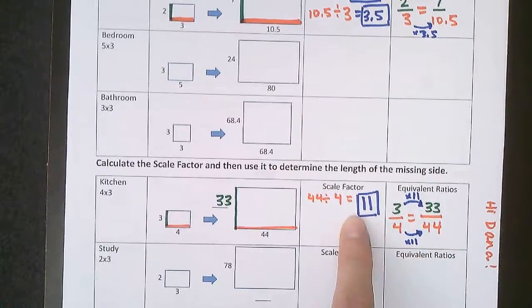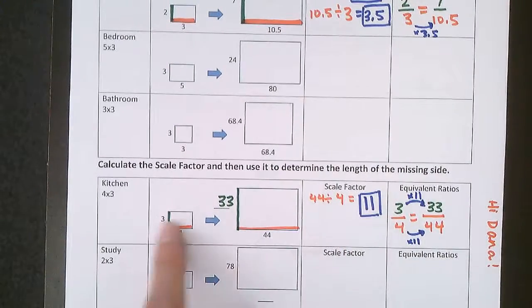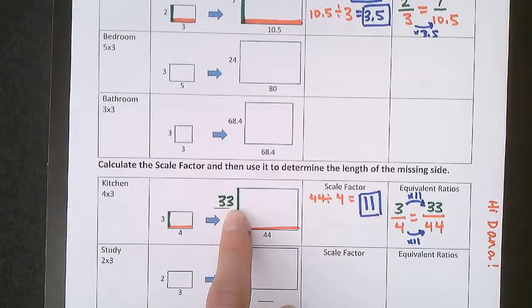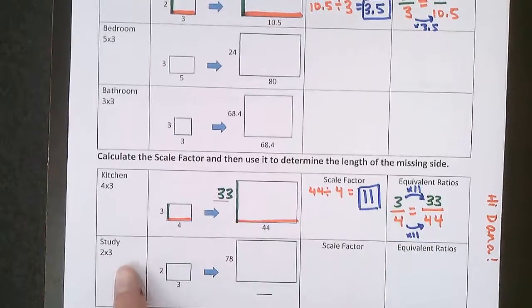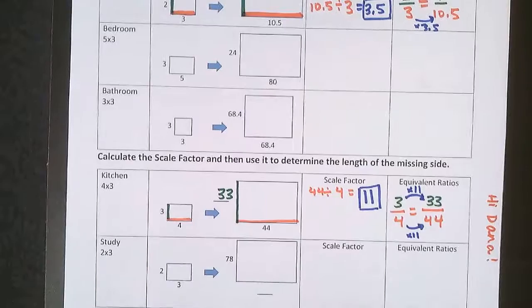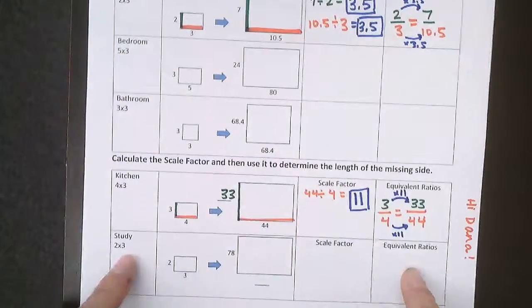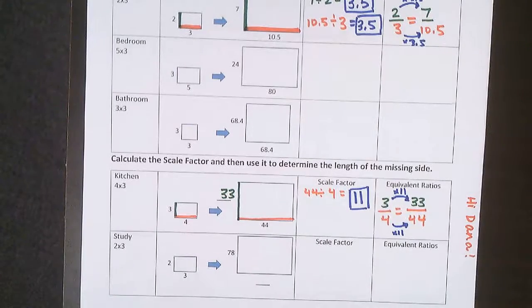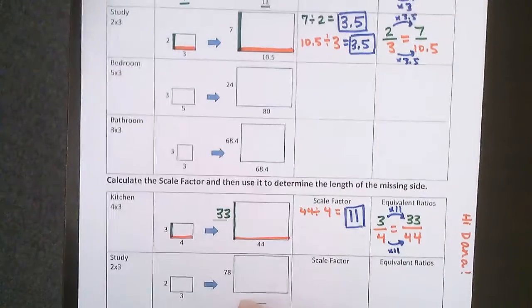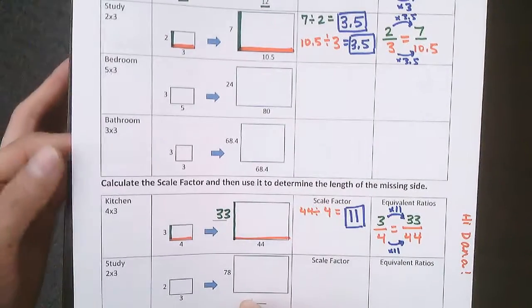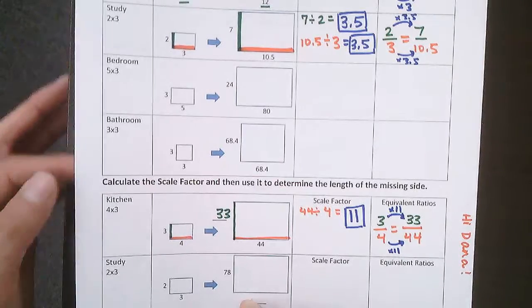So find the scale factor, and use the scale factor to figure out the length of this missing side. You're going to do the same thing right here. When you're done with these two and this one on the bottom, you can raise your hand and get your teacher to check. In this video, I'm also going to show you real quick how to do the first problem of the daily task.